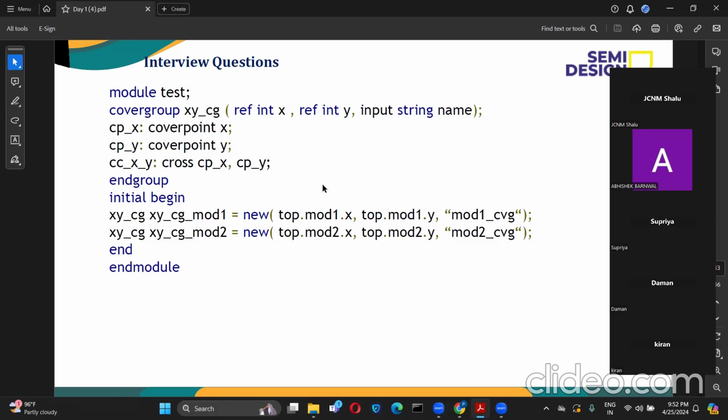So mod 1 and mod 2 are agents, and different agents have different driver, sequencer and monitor. So top is the top one, and then we have test. Actually, I'm not asking about the hierarchy. I'm asking about passing the arguments. So basically, we don't need to write this covergroup again and again for different X and different Y, right? We can just write one covergroup, and so we can avoid code redundancy, I guess, by using this hierarchy. That is one use case.